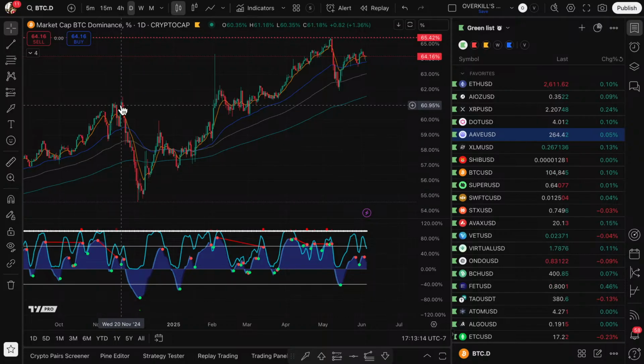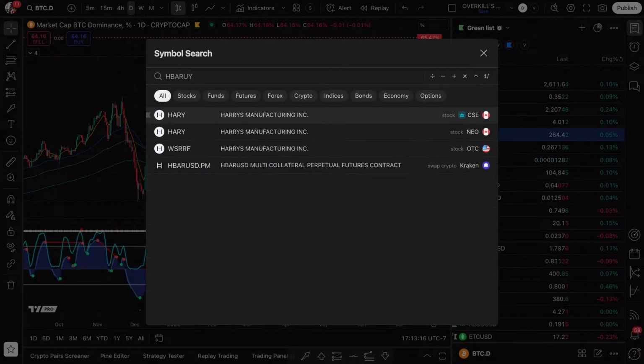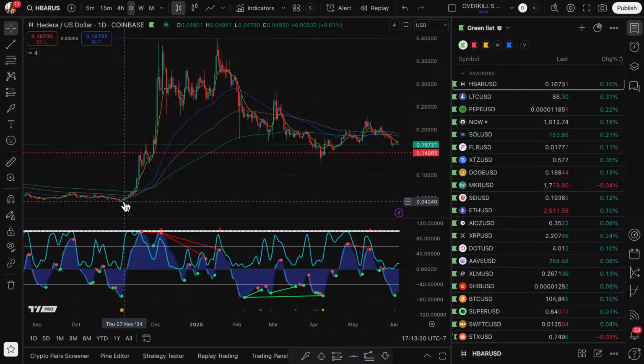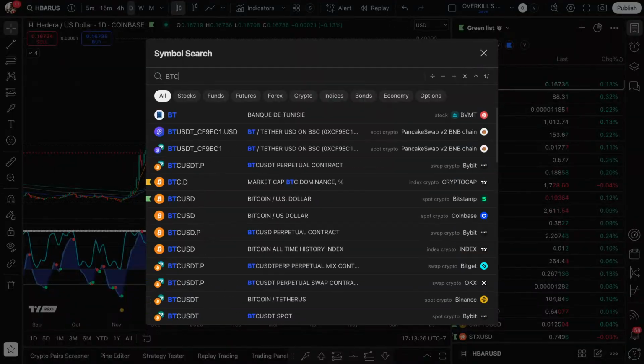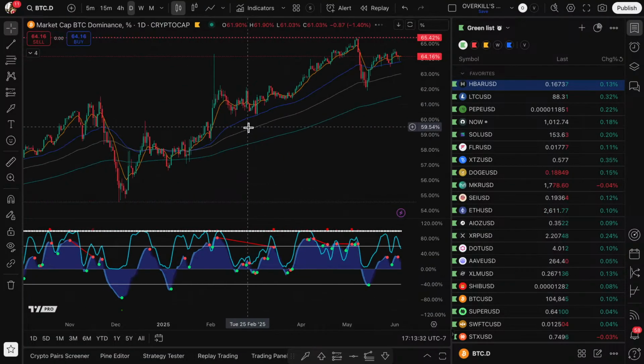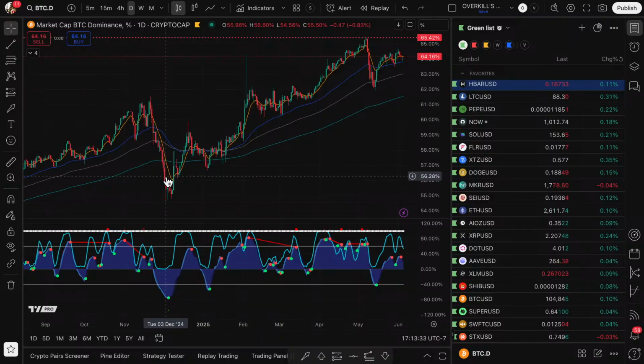Remember I pointed out HBAR there. HBAR in November, what did it do? It went up 10x. HBAR went from 4 cents to 40. That was in November. It was going up, up, up. What was Bitcoin dominance doing? It was going down, down, down.